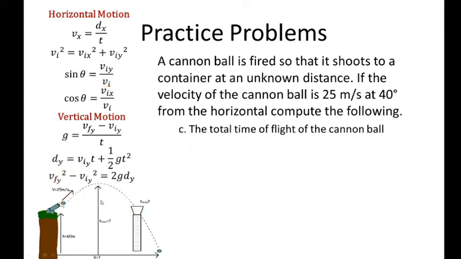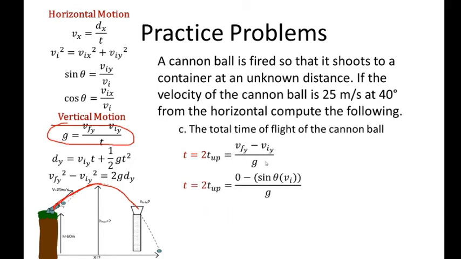Next, the total time of flight of the cannonball. We are asked how long it will take for the cannonball to reach the container after it was released. That is T up plus T down, or the total time, or you can also just multiply T up by 2. We can use this formula to compute for the T up. Arranging, we now have vfy minus viy over g.